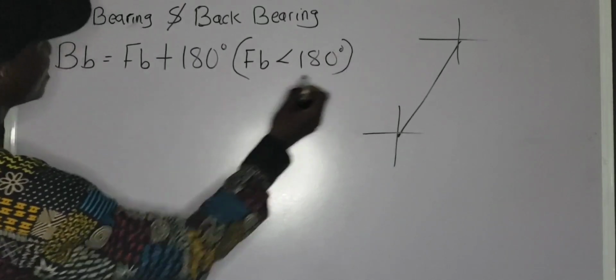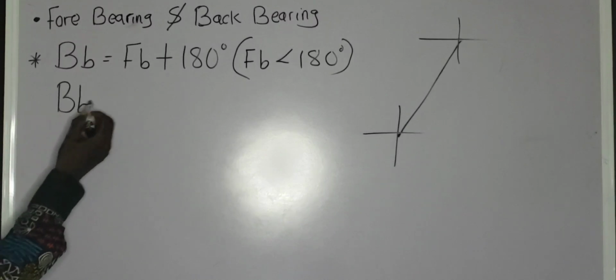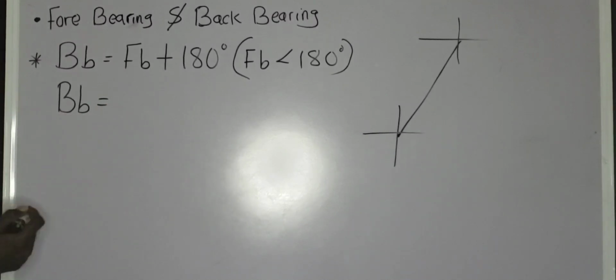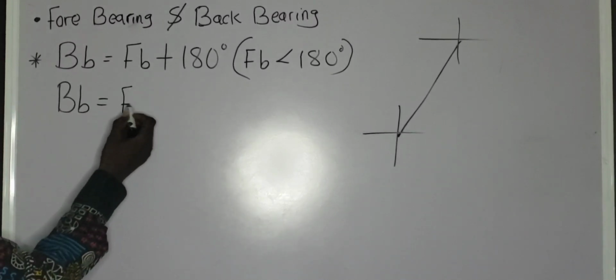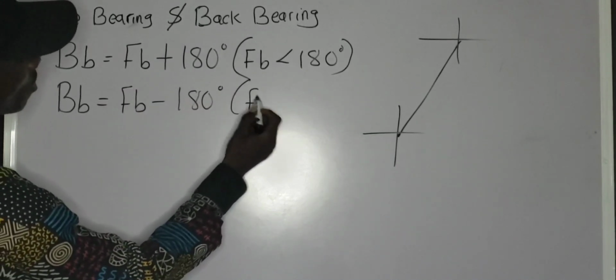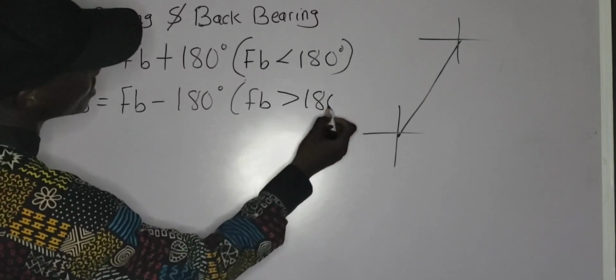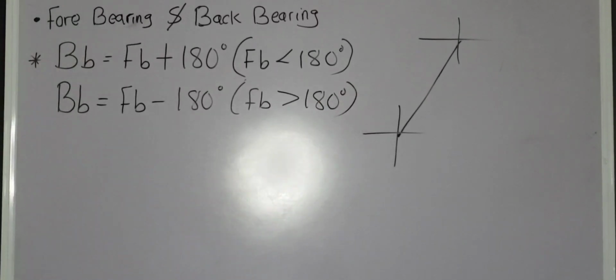You understand? Now, to determine the back bearing of a line whose fore bearing is greater than 180 degrees, we use this formula: fore bearing minus 180 degrees. You understand? That is, if the fore bearing is greater than 180 degrees. So I want you to master this formula because we are going to use it to solve questions.